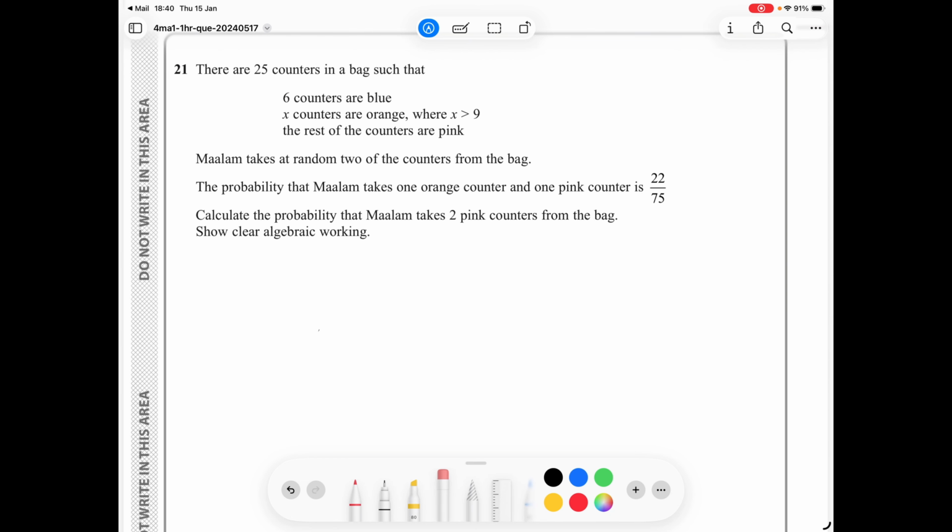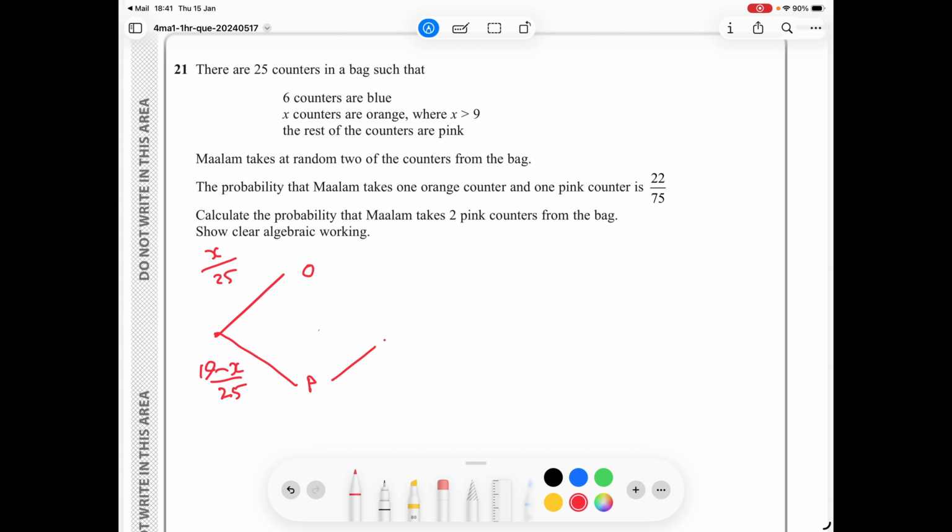I think I'm recording. Okay, there are 25 counters in a bag. 6 are blue. X counters are orange, and the rest are pink. Okay, so X over 25 are orange, and 19 minus X over 25 are pink.